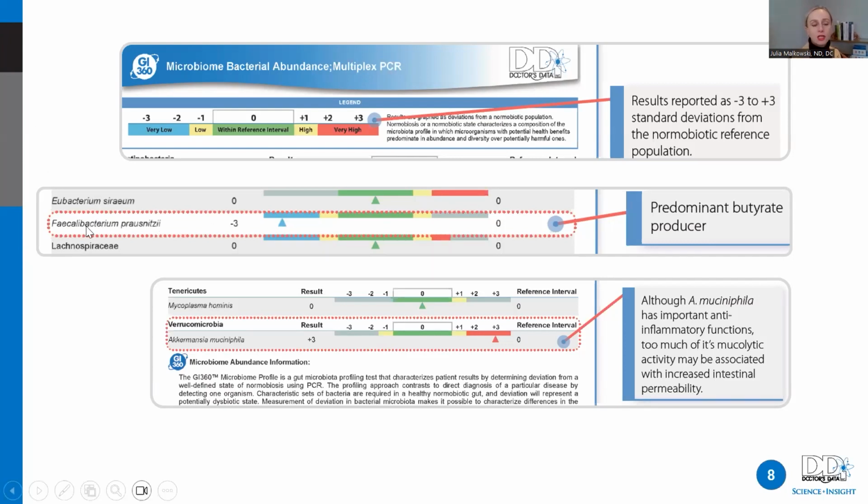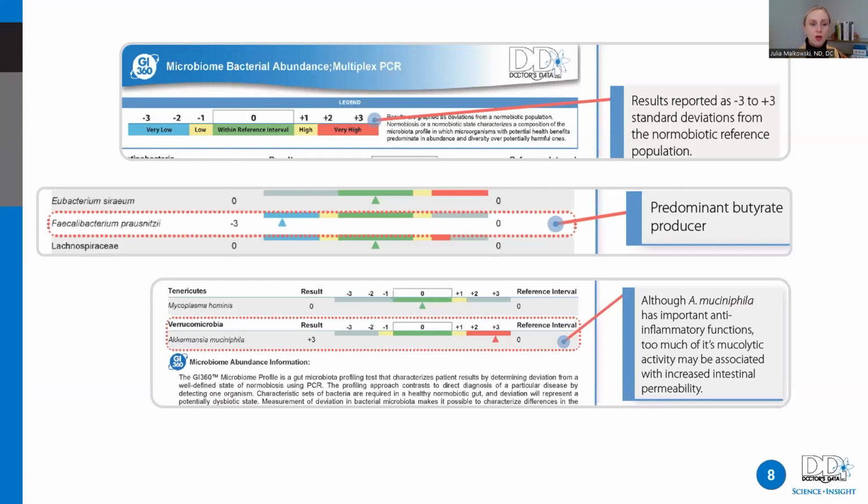So as an example here we have the important bacterium, Faecalibacterium prausnitzii. This is a very healthy bacteria that is associated with positive health outcomes in the human colon. In this case, it is very low. So this is 3 standard deviations below the reference interval. So this patient is going to be at risk for low butyrate production in the colon. They're going to be at risk for inflammation in the colon. So here you can take a look at the detailed finding on pages 2, 3, and 4 of the report.